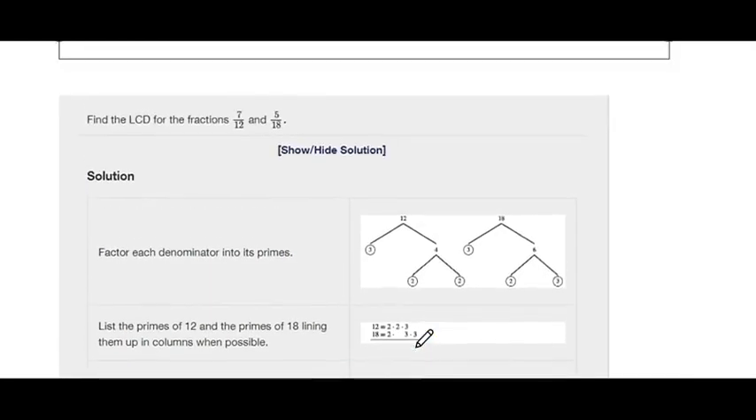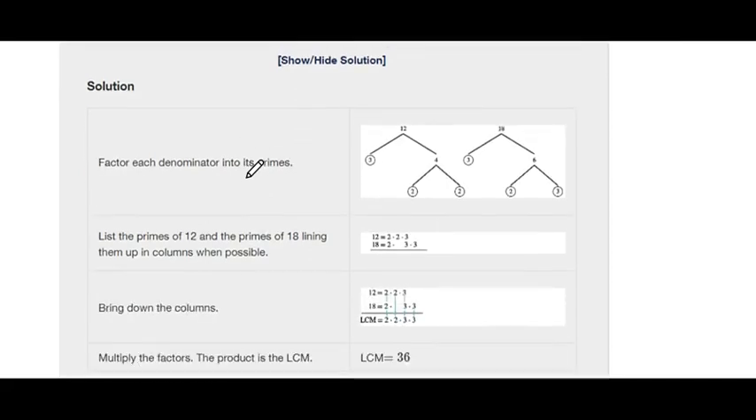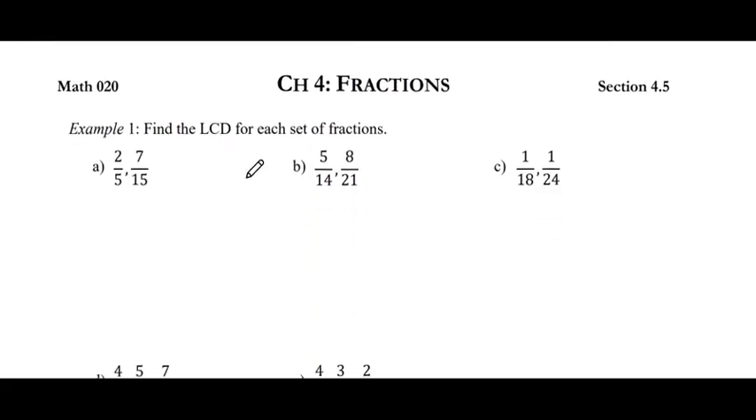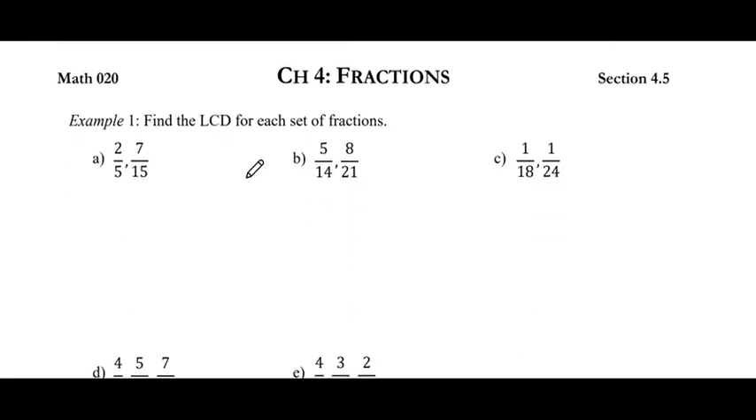Okay, now let's double check. 12 goes into 36 3 times. So 12 times 3 is 36, and 18 times 2 is 36. So both numbers go into 36, and you found your least common denominator. Okay, so please keep that example in mind when we're looking for our least common denominator for each set of fractions.